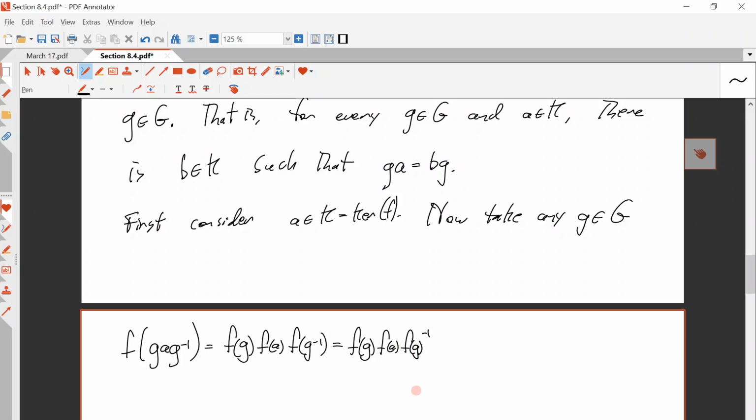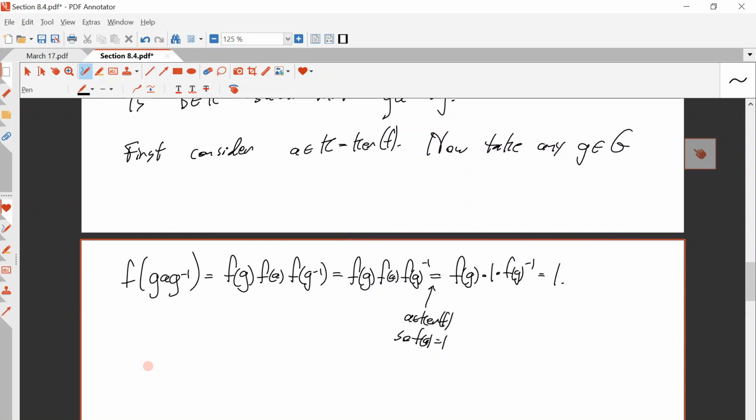F of G inverse, like that, right? And then A is an element of K. So F of A is 1. Right? So this just becomes F of G times 1 times F of G inverse. But that's just 1 again, right? Therefore, this guy is still in the kernel. GAG inverse is an element of the kernel of F as well.